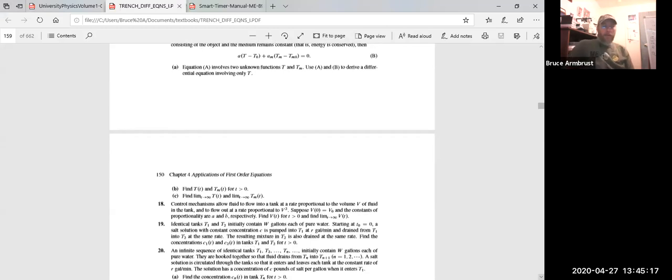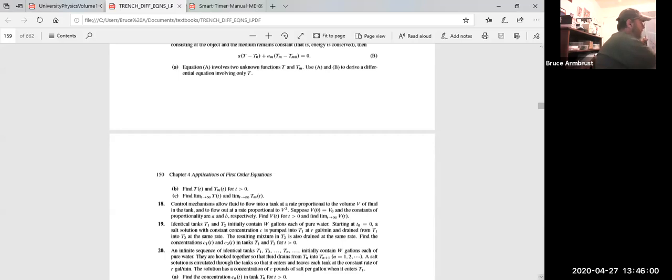All right, so for 18, control mechanisms allow fluid to flow into a tank at a rate proportional to the volume of fluid in the tank and to flow out at a rate proportional to V squared. So the intake and outflow are both going to be varying, at least in terms of rates. Suppose that V of 0 equals V naught, and the constants of proportionality are A and B respectively. Find V of t, and then find the limit as t goes to infinity of V of t.